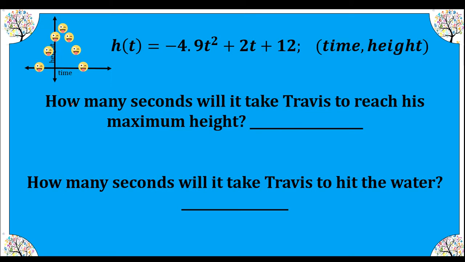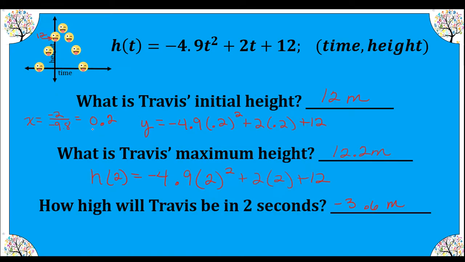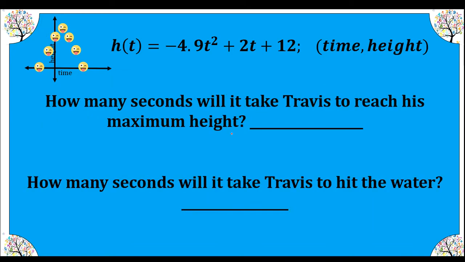It says, how many seconds will it take Travis to reach his maximum height? We got that when we had to find the x part of our vertex. So that is 0.2 seconds. How many seconds will it take to hit the water? So we want to know when our height is 0, how many seconds it's going to take.